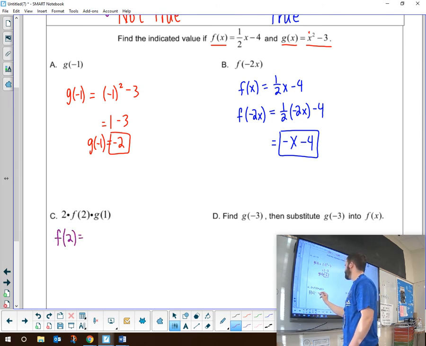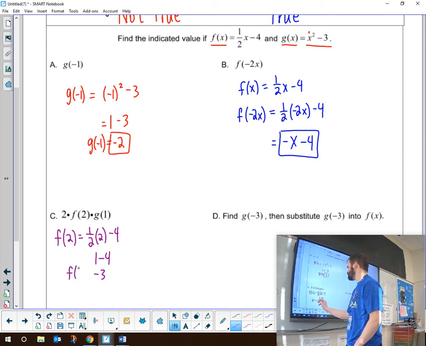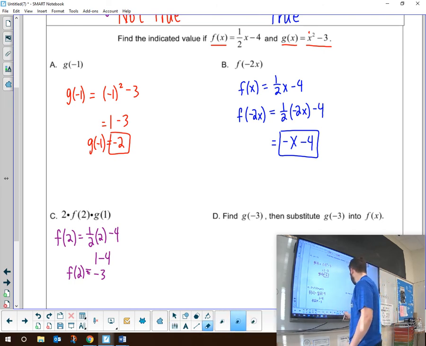So f of 2 means that we're going to go f of 2 equals 1/2 times 2 minus 4. Okay, so 1/2 times 2 is 1. 1 minus 4 is -3. So f of 2 equals -3. Okay, so then let's figure out what g of 1 is.